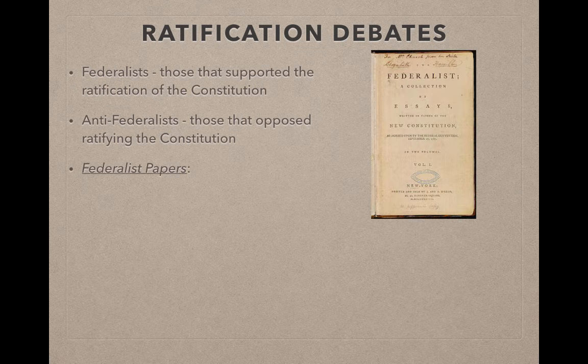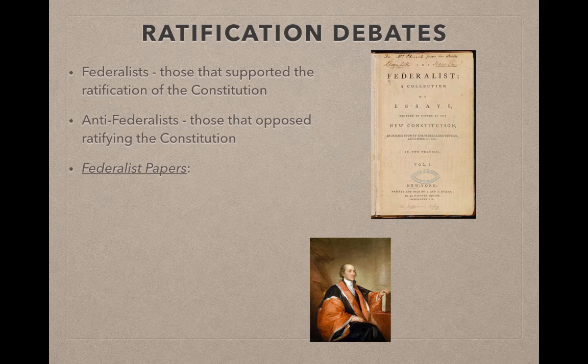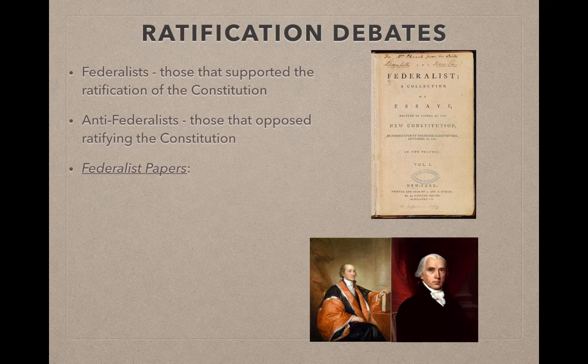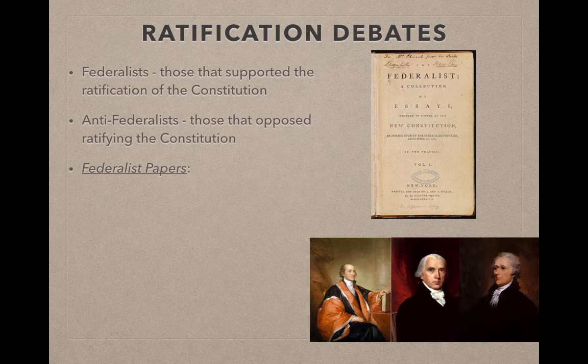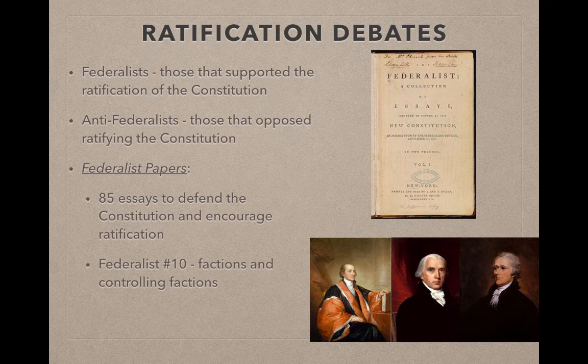Now, the Federalist Papers will be written. This is a series of 85 essays written by John Jay, James Madison, and Alexander Hamilton, our boy. And there are 85 essays to defend the Constitution and encourage ratification. It's basically 85 love letters for why the Constitution rocks. Federalist number 10 focuses on factions and controlling factions or groups of people. And Federalist 51 focuses on separation of powers and checks and balances.